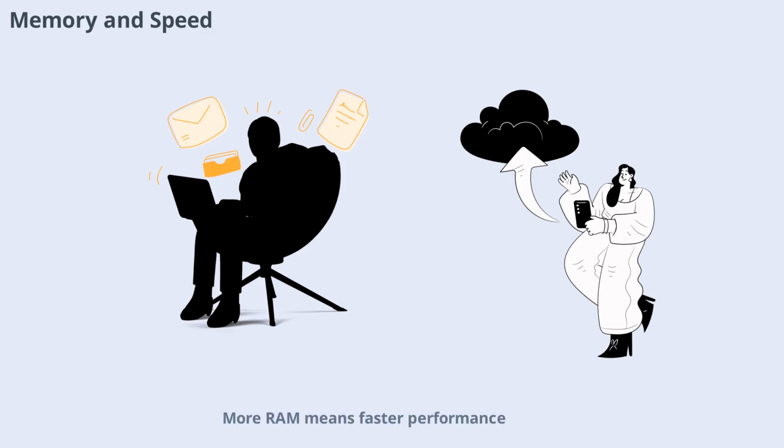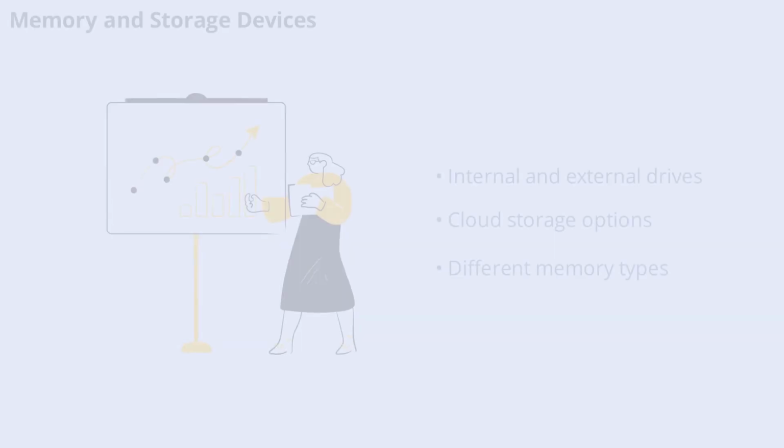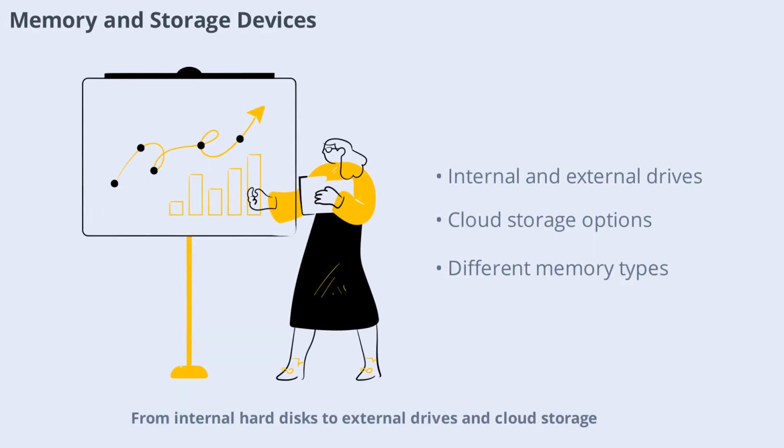More RAM means faster performance, while a high-speed SSD can make your system feel brand new. Choosing the right memory is key to a smooth computing experience. From internal hard disks to external drives and cloud storage, there are many ways to store data. Each device uses different types of memory, offering various balances of speed, capacity, and portability.